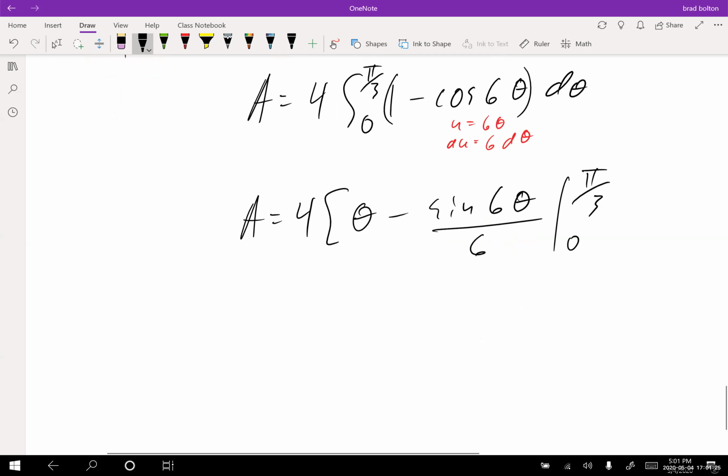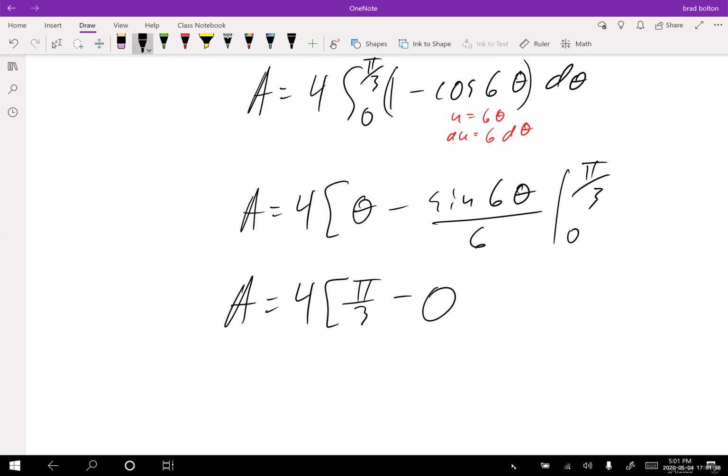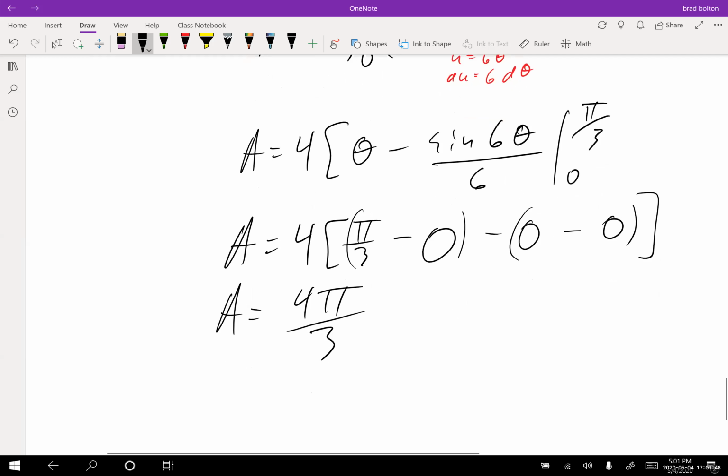Okay, so now we can finalize this. So this is 4 pi over 3 minus, now let's see here. That would be 6 pi over 3. That would be 2 pi, so that's 0, right? Minus 0 minus 0. So we get A equals 4 pi over 3. And that would be our final area, units squared or whatever, okay? So that's how you do a rose petal.